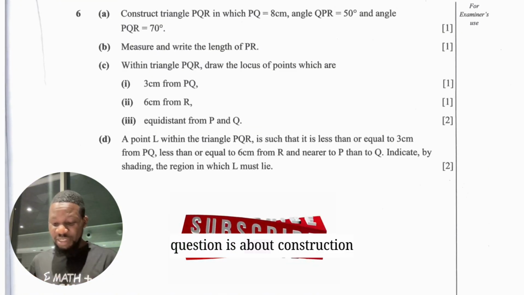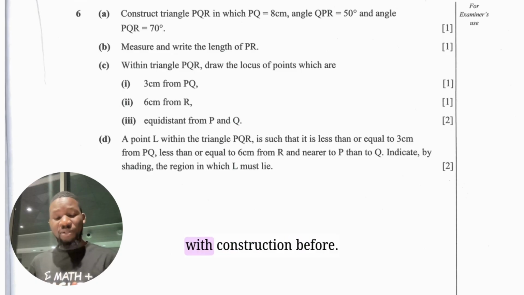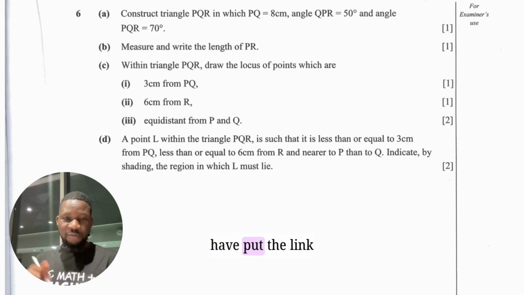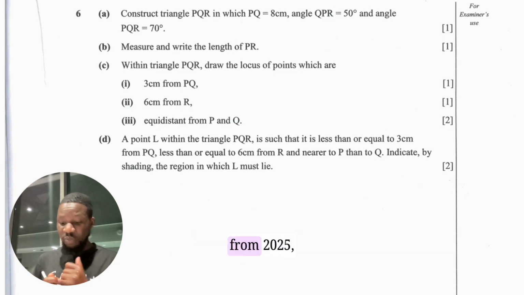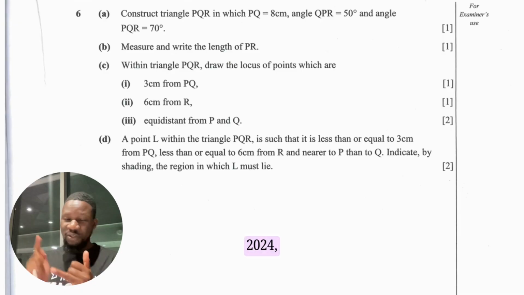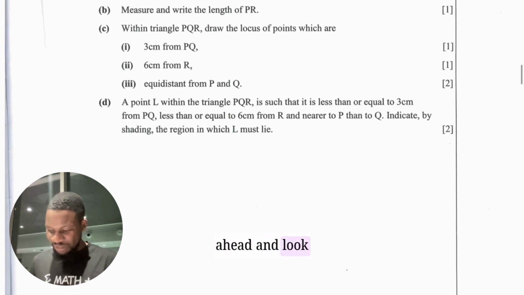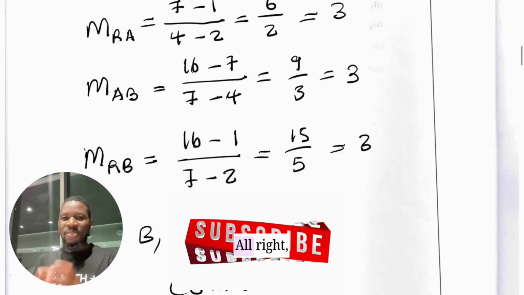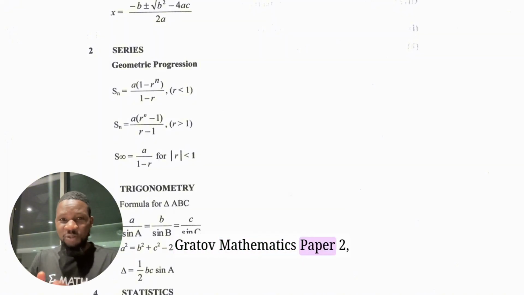The last question is about construction, and we have dealt with construction before. I have put the link in the description and in the comment section where we have solved construction problems from 2025, 2024, 23, 22, and 21, I think. So you can go ahead and look at those. All right, so this is how you handle the first section of grade 12 mathematics paper 2.